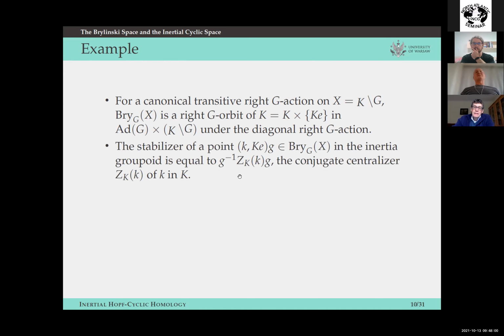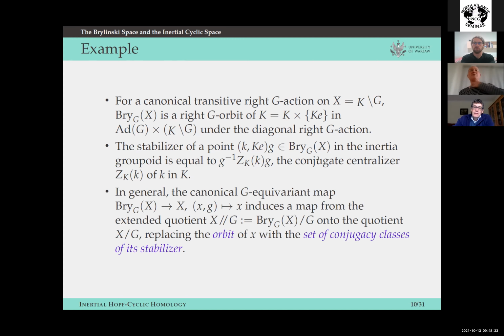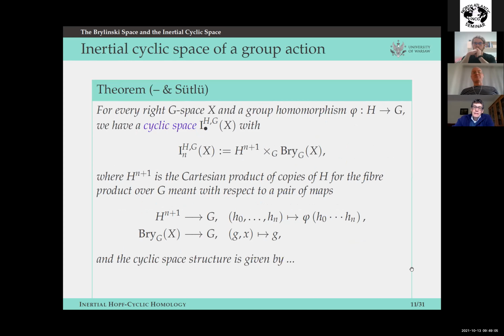Under this construction, the stabilizer of a point changes. Instead of the original stabilizer of a point X in the space X, now in this inertial groupoid it is the centralizer of the stabilizing element K in the full isotropy group of the point X. In general, the canonical G-equivariant map from the Brylinski space to the space itself induces a map from extended quotients, defined as the usual quotient of the Brylinski space, onto the usual quotient of the space X. And this map replaces the point of this usual quotient corresponding to the orbit by the set of conjugacy classes of its stabilizer. Okay, so that's the meaning of this construction in the simple case of homogeneous spaces.